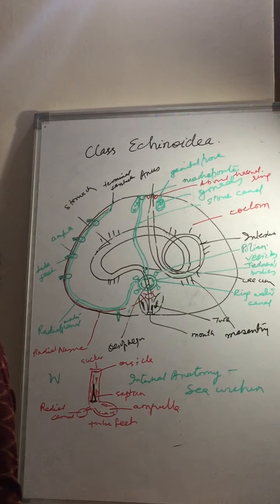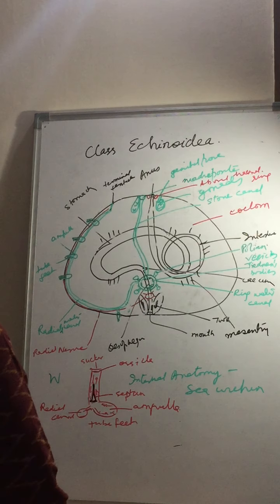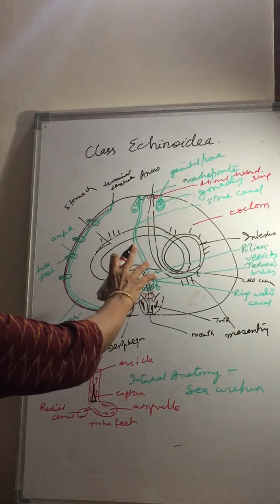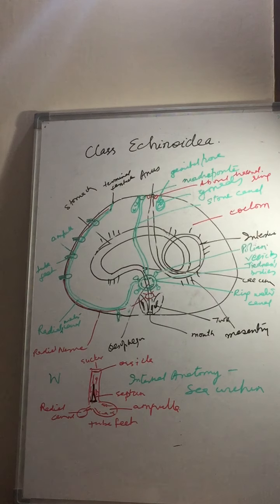Now this coelom, the perivisceral coelom, occupies 75% of the body volume. Now if we come down to the perihemal system in the case of these sea urchins, the perihemal system is greatly reduced here, in a way that the oral ring sinus is not there.